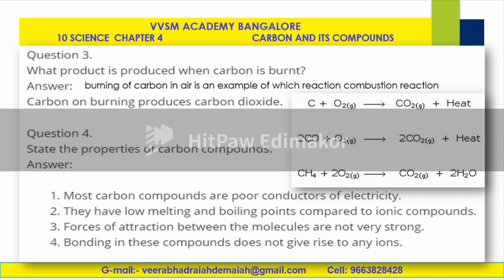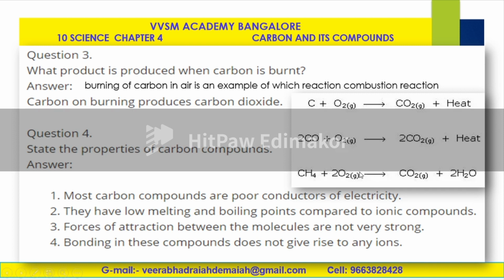Okay, what product is produced when carbon is burnt? This is inorganic chemistry. Carbon undergoes combustion when it burns in oxygen. Charcoal, for example, gives carbon dioxide and heat. Carbon monoxide again combines with oxygen, giving carbon dioxide and heat. Methane and oxygen give carbon dioxide and water. This is water gas: the mixture of carbon monoxide and hydrogen is water gas. That is a different question.